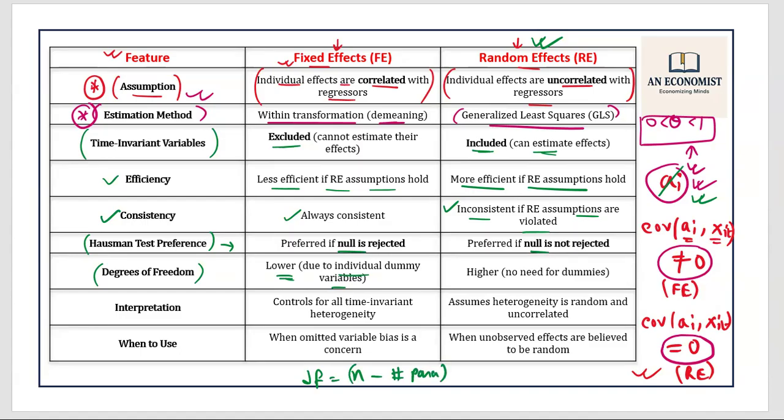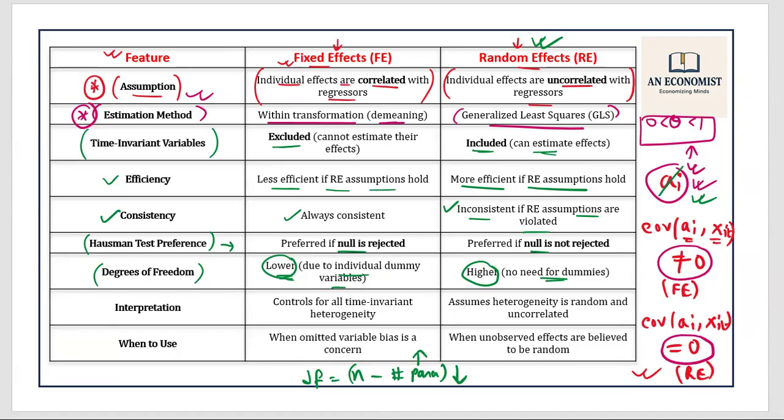Now, as soon as you keep on introducing new dummy variables, the number of parameters will increase. So altogether, your degrees of freedom will come down, right? So in case of degrees of freedom, the fixed effect model is not good. The degrees of freedom will be lower. But in case of the random effect model, since we do not need any dummy variable, the degrees of freedom will be higher in this model, right?